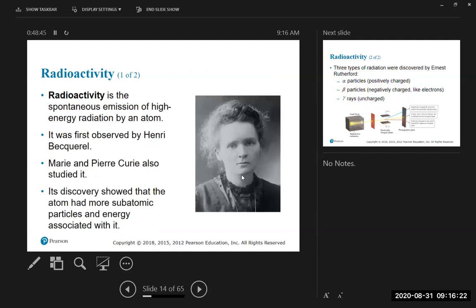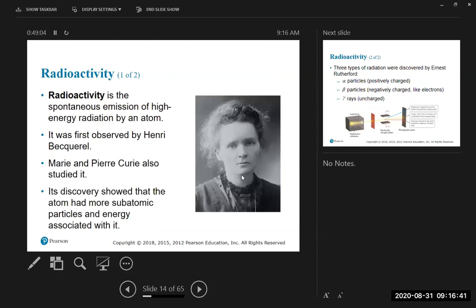Let's talk about radioactivity a little bit. So radioactivity is defined as the spontaneous emission of high energy radiation from an atom. There's a picture of Marie Curie. I think most people have heard of her. Her and her husband did a lot of work on this stuff.